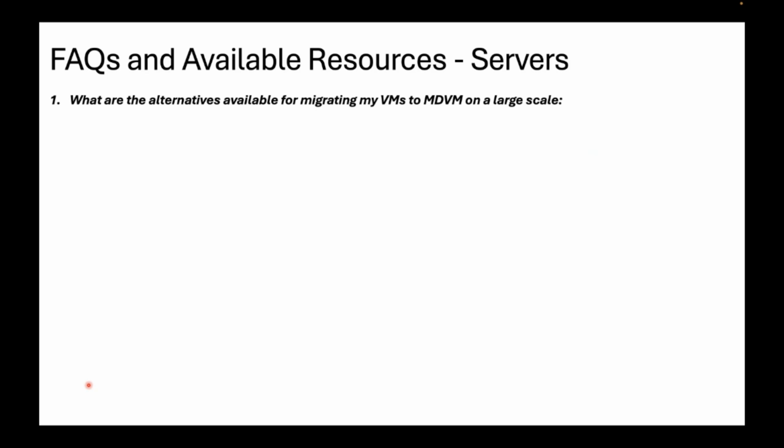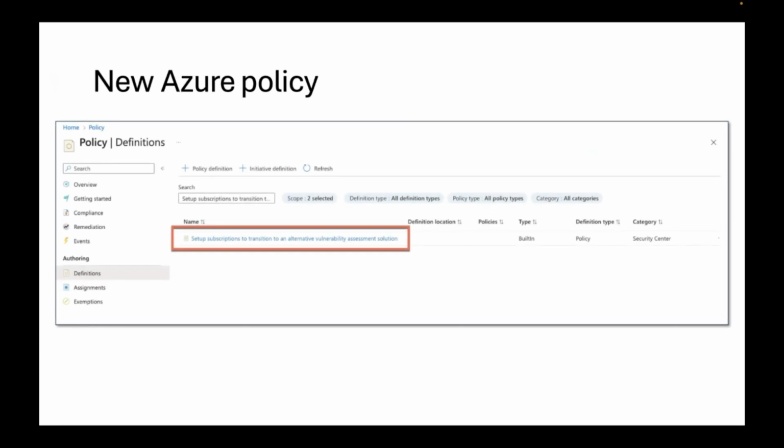First thing, and this is something that is coming from most of the customers that we've been talking to, is what are the options that I have when I want to migrate not only one subscription, but my whole estate from Qualys to MDVM? Well, you have two options here. You can either use a new built-in Azure policy, or you can use a REST API call against your estate. The new Azure policy that we developed is called Setup Subscriptions to Transition to an Alternative Vulnerability Assessment Solution.